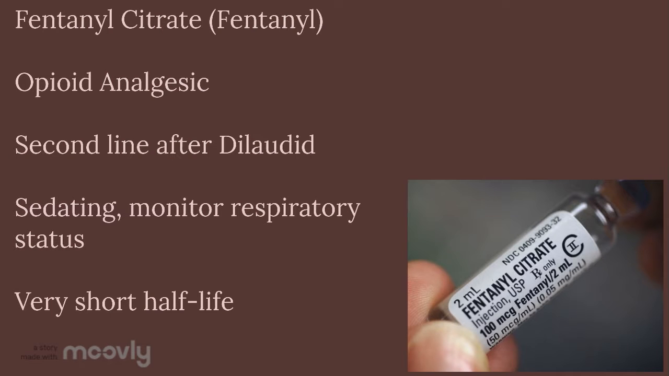Next is fentanyl citrate, commonly known as just fentanyl. This is also an opioid analgesic. It's considered to be the second line after Dilaudid. It is also a very sedating medication, and you should also monitor the respiratory status, again, being respiratory rate, oxygen saturation, and the patient's coloring of their skin. Keep in mind this is a very short half-life of this medication, so they may need a lot of it frequently.